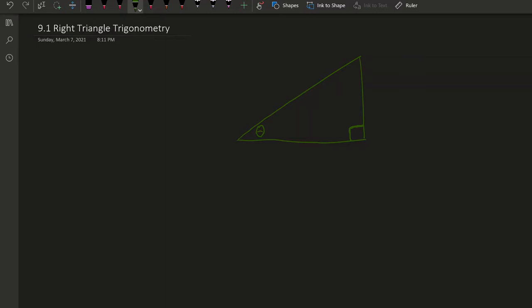Now, the three sides of the triangle are noted in their relationship to theta. First of all, if I take the 90-degree angle and go straight across, that will always be the longest side of the triangle, so we call that the hypotenuse. If I go straight across from theta, that will give me something that we will refer to as the opposite side. And then the third side is the side that's touching theta, but it's not the hypotenuse, and we call that the adjacent side.